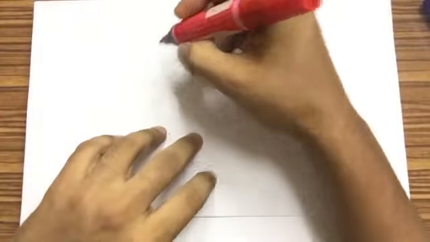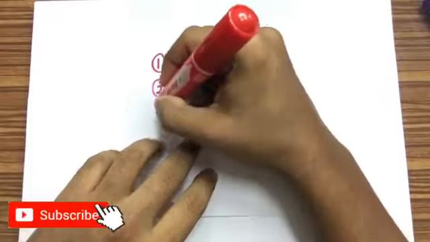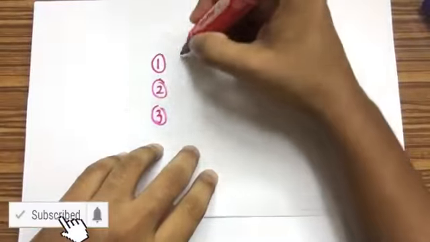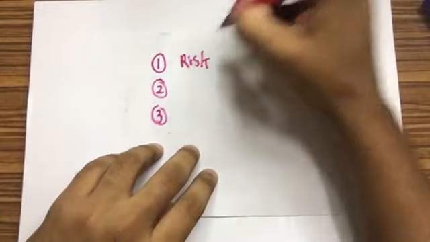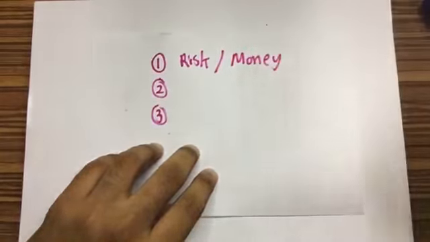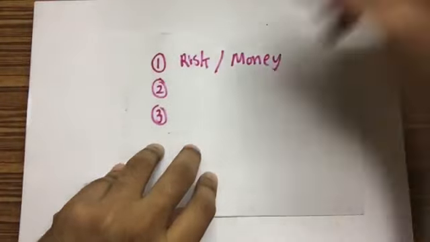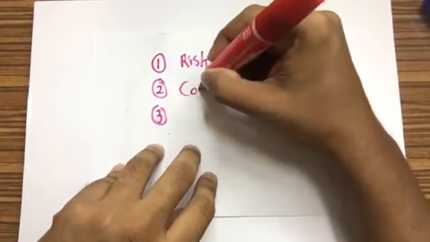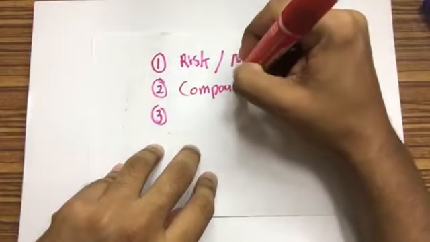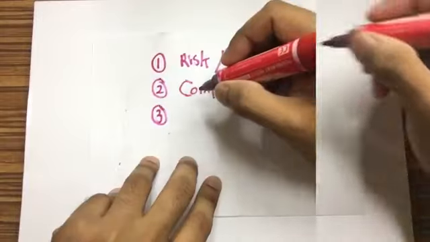When you get involved in any business, there are three factors you must really look into. First is whether there's a risk involved, whether you can do it or not, whether you can make money or not. This is one of the huge factors you have to look into. And the second is whether the business model is compounding or not. Later I will explain what compounding is.